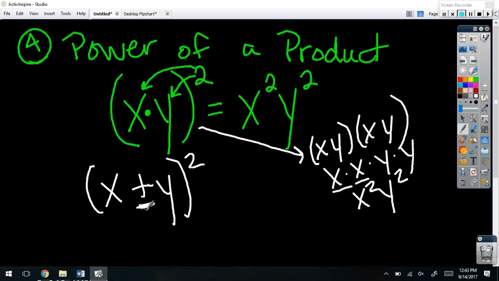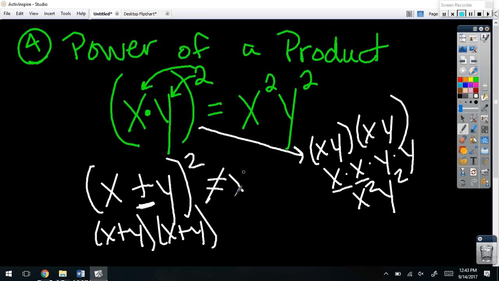But here, because of that plus sign, x plus y times x plus y would have to be multiplied out. That's not going to give me x squared plus y squared. So don't ever make that mistake. If there's an exponent outside and you're multiplying, you can distribute. If you're adding or subtracting, though, never, ever, ever distribute that exponent. Does that make sense?